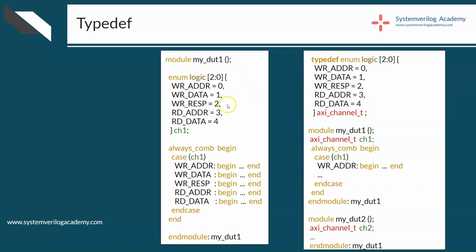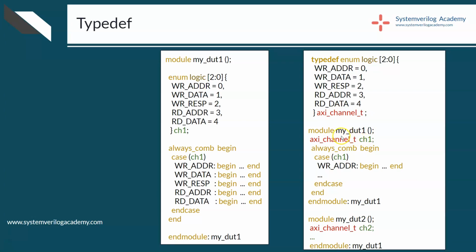So this was your previous example where you are adding enumeration to a single variable. To make it a generic type, you have to define it as a typedef by using the typedef keyword: typedef enum logic [2:0], and give this value set. And finally, for this new type, give some meaningful name. Here I am giving my own name, axi_channel_t. Once you add a typedef like this, you will be able to define variables or signals of type axi_channel_t.